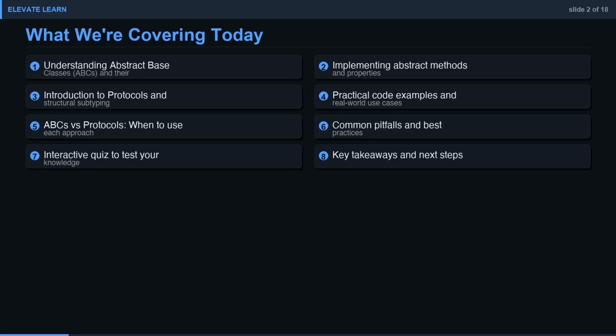Let's get started. Here's the roadmap for our journey today. We'll start with the fundamentals of abstract base classes, understanding what they are and why they matter in your Python projects. Then we'll explore how to implement abstract methods and properties to enforce contracts. Next, we'll introduce protocols, Python's elegant approach to structural typing that gives you even more flexibility. Throughout the lesson, you'll see real-world examples you can use immediately. We'll compare when to use ABCs versus protocols, highlight common mistakes developers make, and finish with a quick knowledge check to cement your understanding. By the time we're done, you'll be equipped to architect better solutions.